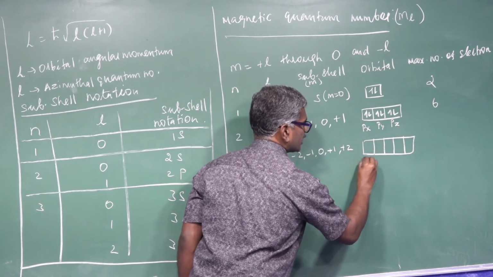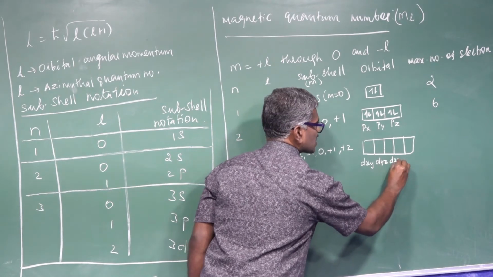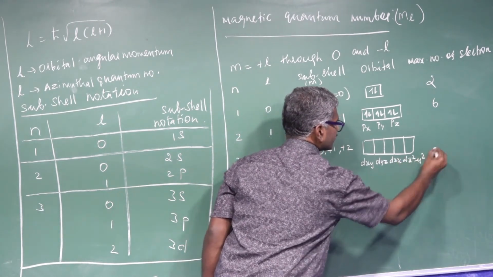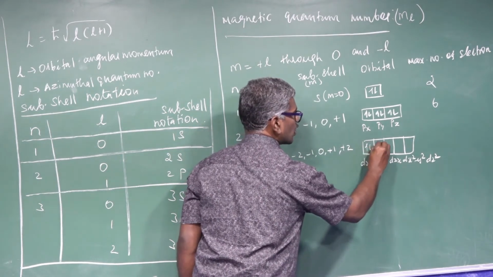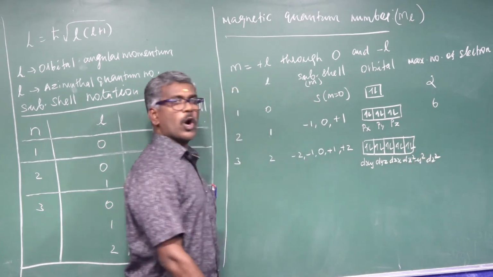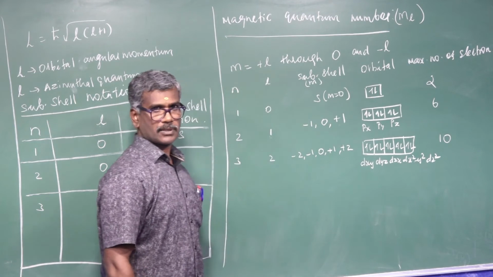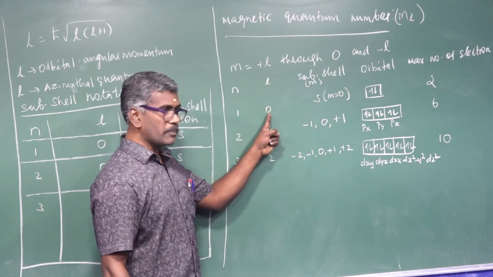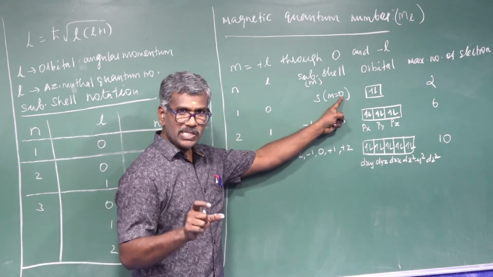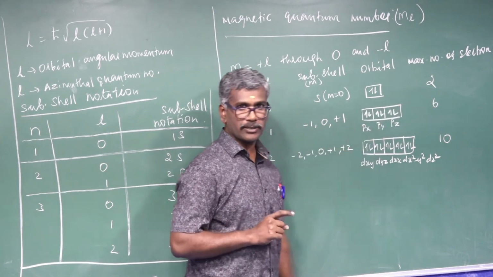These are called Txy, Tyz, Tzx, dx square minus y square, Tz square. Each orbital contains 2 electrons. Totally how many electrons possible? 10 electrons are possible. Clear? L value 0 means what about m value? m value 0. This means the s subshell contains only one orbital, 2 electrons.